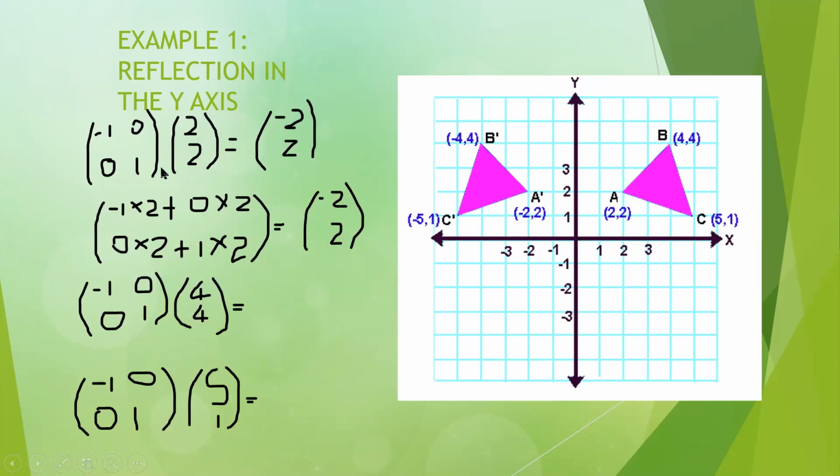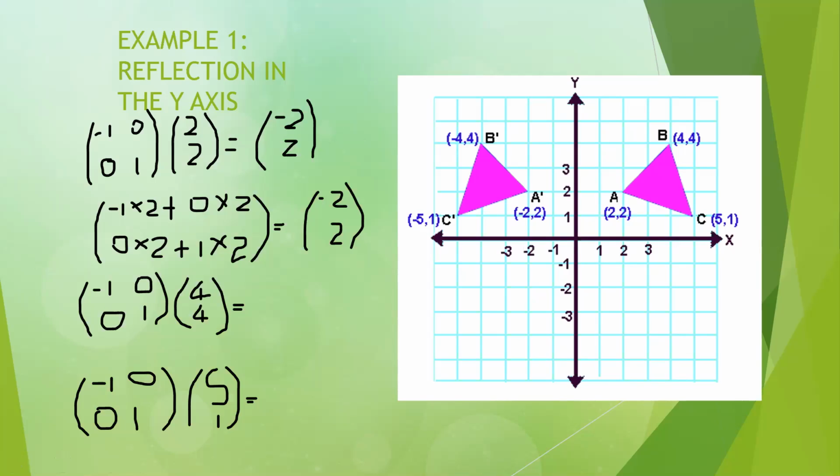Question, go ahead. Will they be giving us the object and the image, or do we have to find it? No, they'll be giving you the object, and you have to find the image. I'm showing you how you find your image. You find your image by multiplying the matrix for the reflection by the object. So notice here, our answer ends up being -1 times 2 is -2, plus 0 times 2 is 0. So that means your answer is -2.